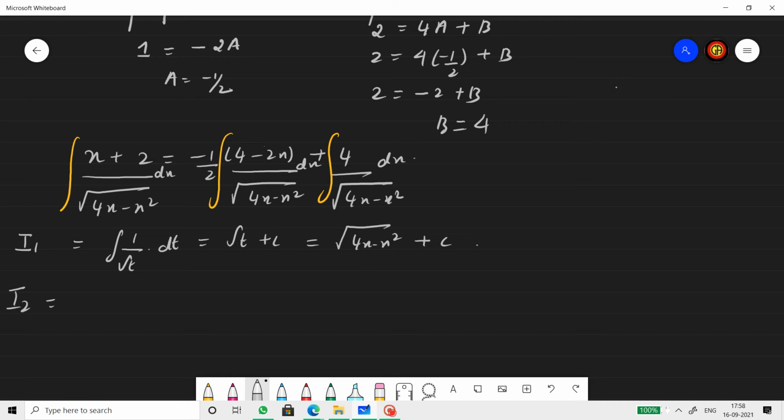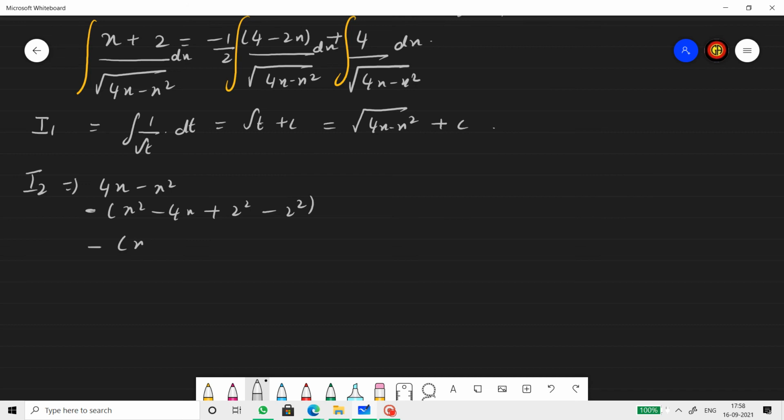Now I2 is completing the square. So we have 4x minus x square in the denominator. Now remember, x square is negative, so take a minus out. So x square minus 4x plus 2 square minus 2 square is added. So we get minus of (x minus 2) the whole square plus 4, or I can write this as 4 minus (x minus 2) the whole square. So now this will become integration of 1 by root over 2 square minus (x minus 2) the whole square.